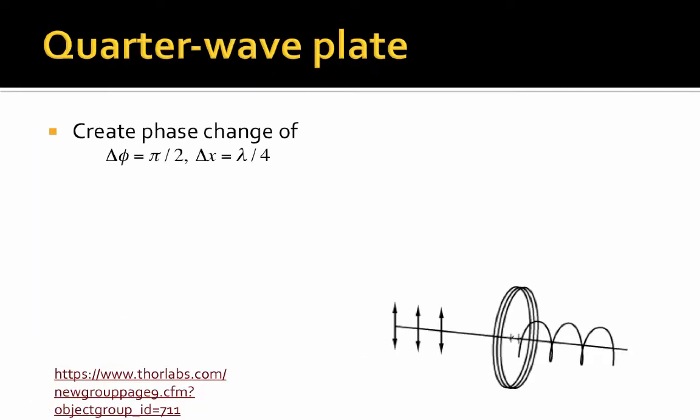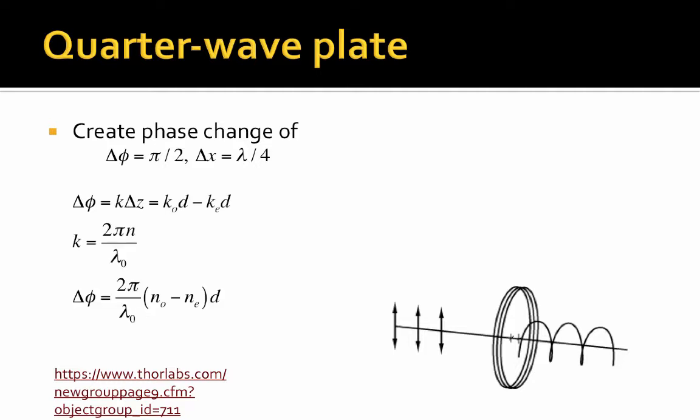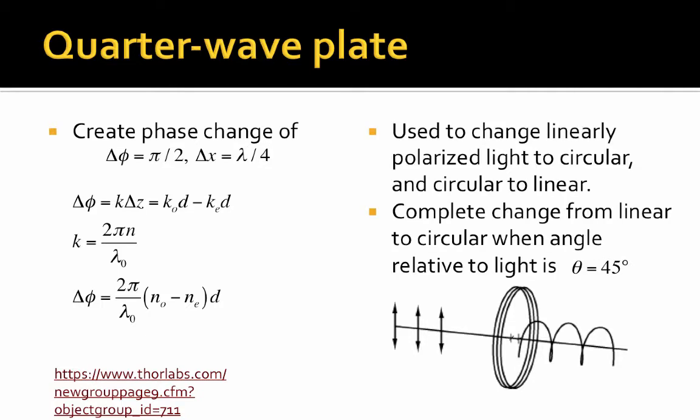A quarter wave plate creates a phase change of a quarter of a wave, which is either pi over 2 or lambda over 4. And there's some more math about it. What it's intended to do is change linearly polarized light to circularly polarized light, or circular to linear. So if we start with vertically polarized light and it goes through a quarter wave plate, we could come out with circularly polarized light. If we sent in circularly polarized light, we could come out with vertical.